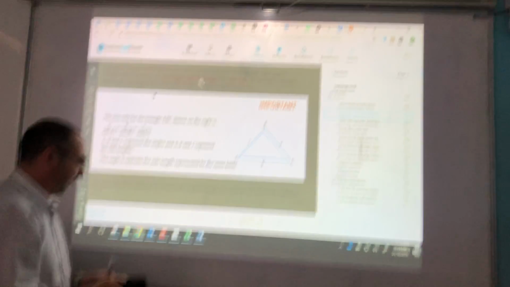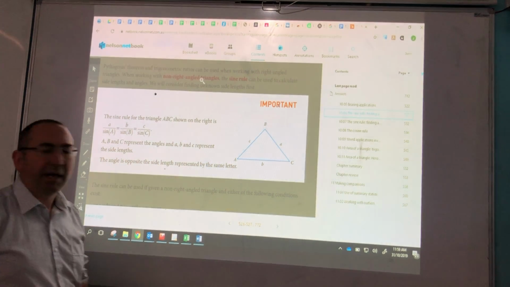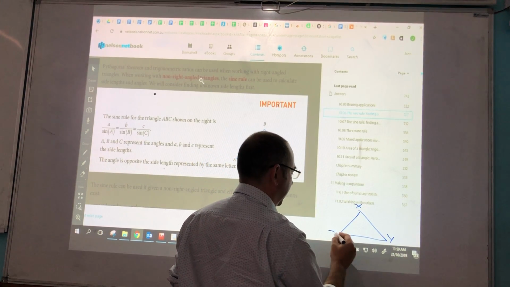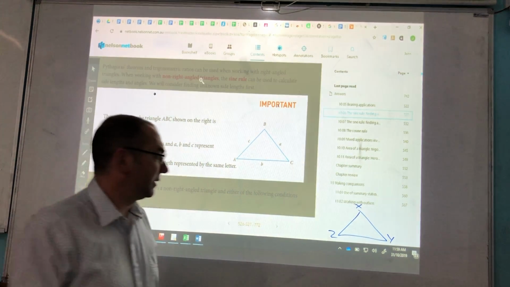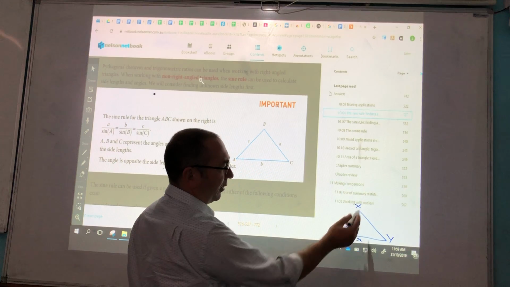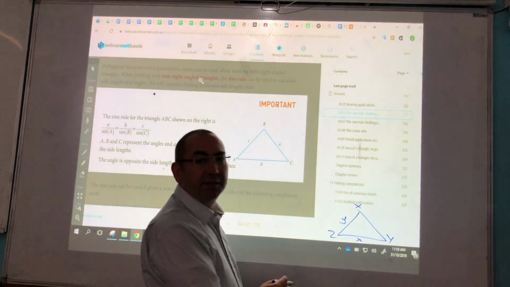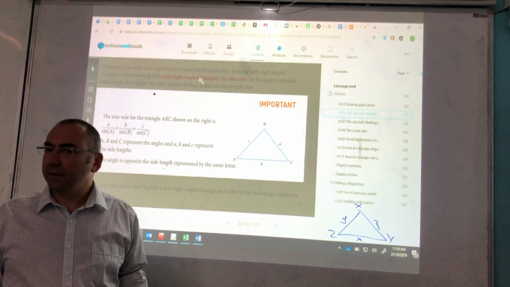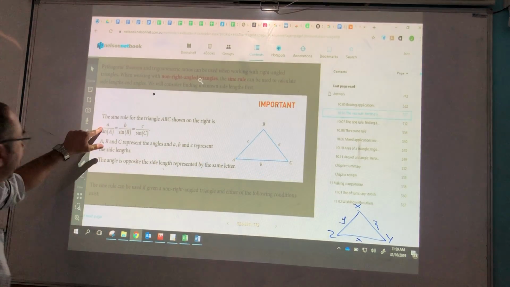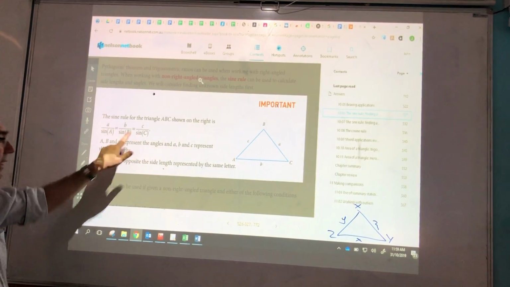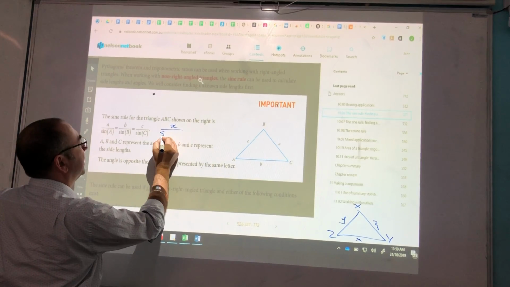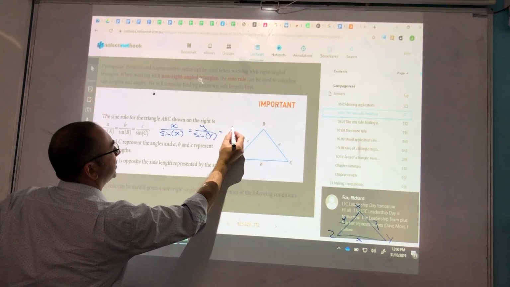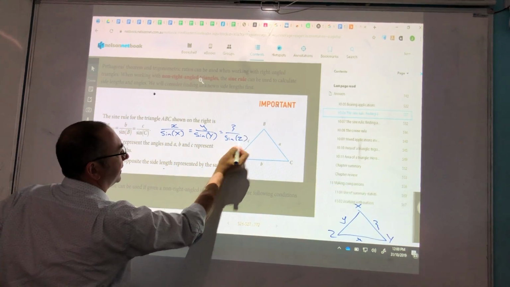You are going to encounter triangles, however, that aren't called ABC. You might encounter triangles that are called X, Y, Z, just for example. In which case, the side opposite x is going to be little x, the side opposite y is going to be little y, and the side opposite z is going to be little z. And likewise, the sine rule then changes not to a over sine A equals b over sine B equals c over sine C. It will become x over sine X equals y over sine Y equals z over sine Z.